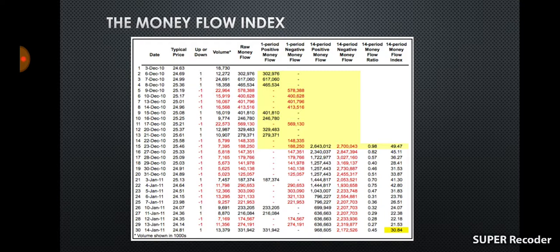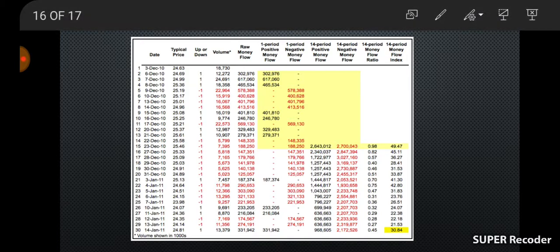Now we are going to calculate the money flow ratio. For calculating the money flow ratio, we apply the equation positive money flow divided by negative money flow. So by dividing 26,43,012 by 27,43,000, we get 0.98. That is the first day's money flow ratio.